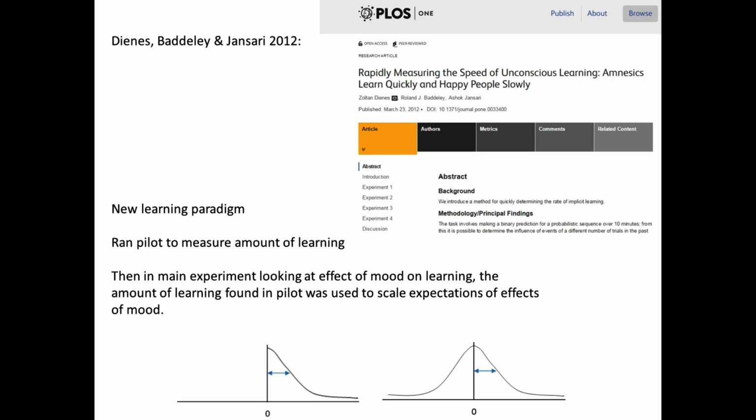So notice this wasn't running the experiment and then running it again using the first one to estimate the second one. It was just a small pilot just to find out the amount of effect there is to play with, and saying if we now play with it, that's a scale of change that we could bring about.